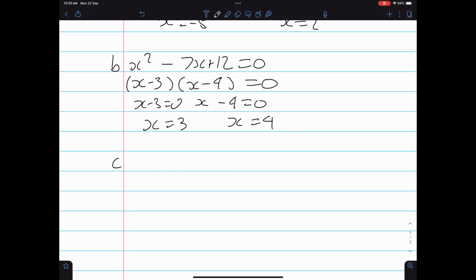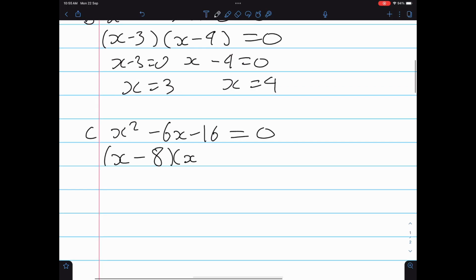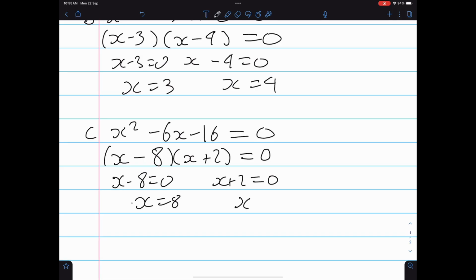In C, x squared minus 6x minus 16 equals 0. And that will be a minus 8 and a positive 2. Remember that two positive numbers multiply to get a positive number, two negative numbers multiply to get a positive number, but a positive and a negative number multiply to get a negative number. Then x equals 8 and x equals minus 2.